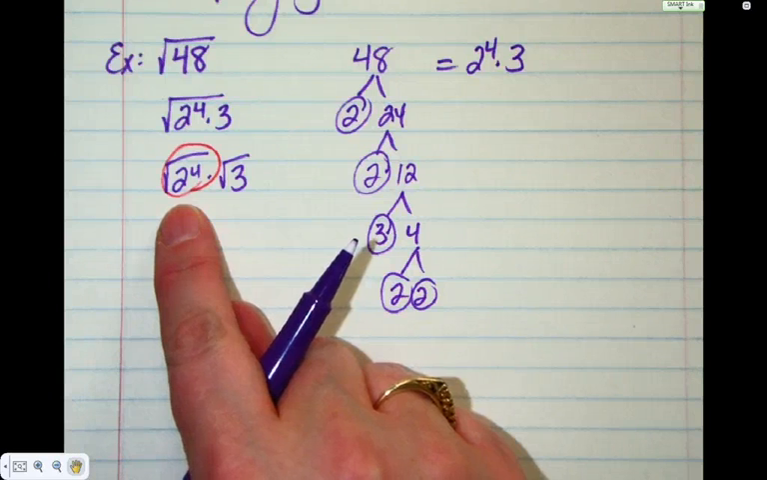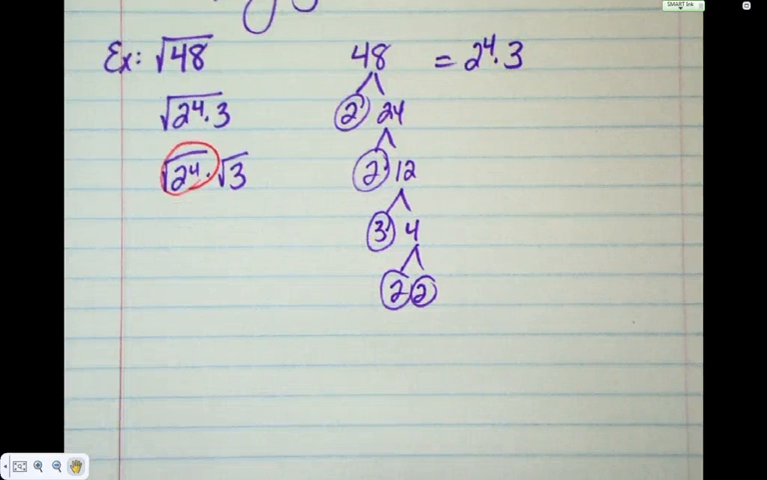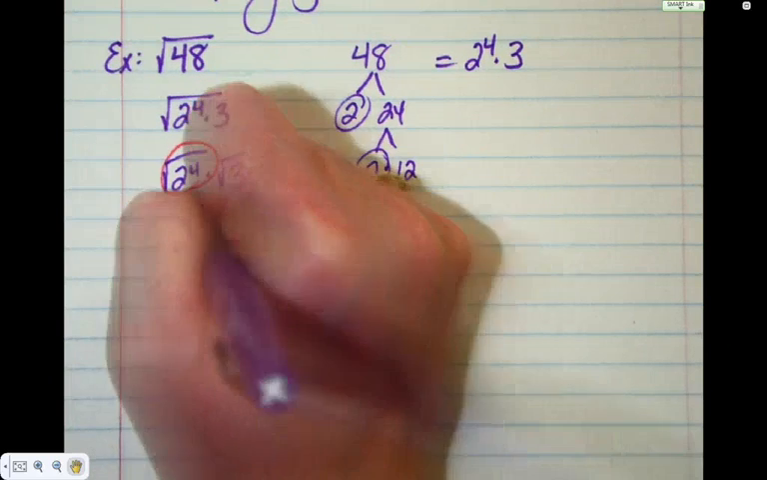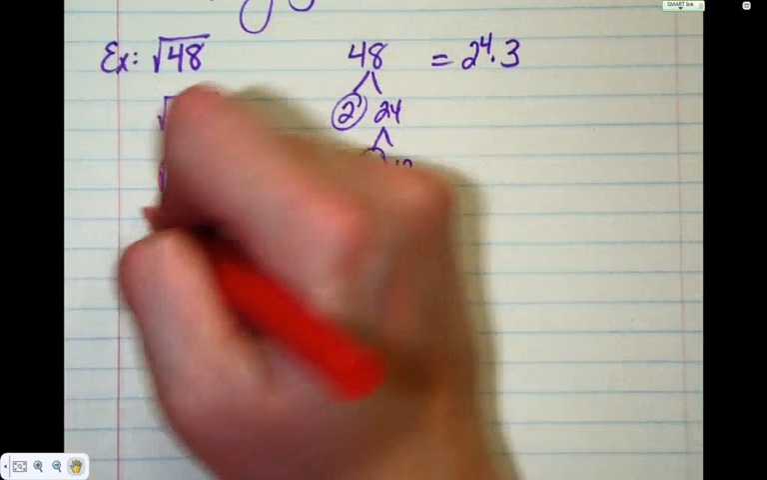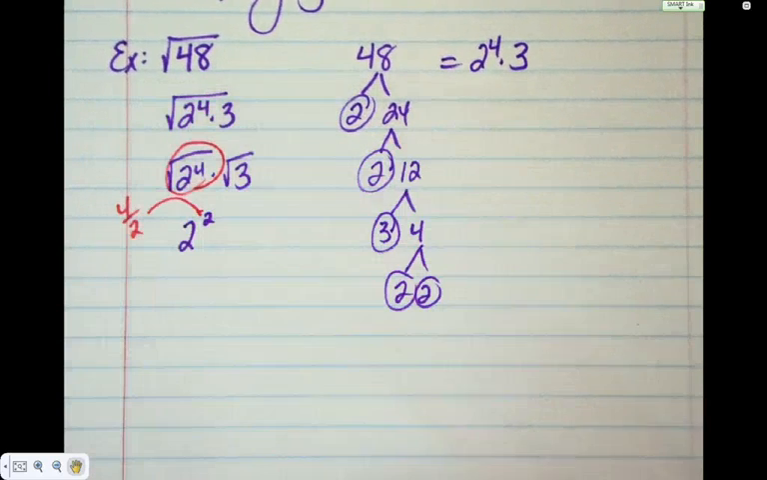Okay, so the trick is when you have exponents in your square rooting, you divide the exponent by 2 if it's a square root. You would divide by 3 if it's a cube root. You would divide by 4 if it's a fourth root. So 2 to the 4 when you square root becomes 2 to the 2. I'll just make a note if you haven't seen that before. It comes from 4 divided by 2.